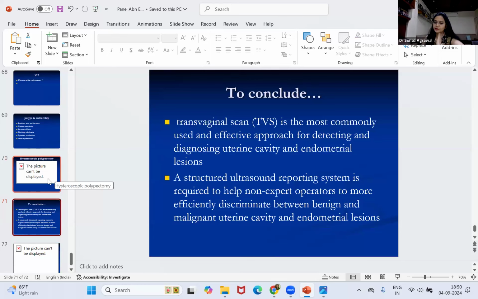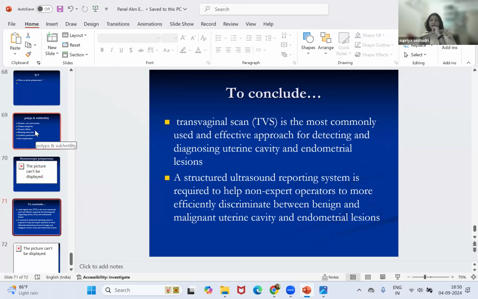So I have been through the literature. Any polyp more than 15 mm should be removed, or the position or location of the polyp is very important. If it is occluding the ostia or it's near the cornu, then definitely we should go for the polypectomy. So to conclude, transvaginal scan is the most Sonali, may I add?